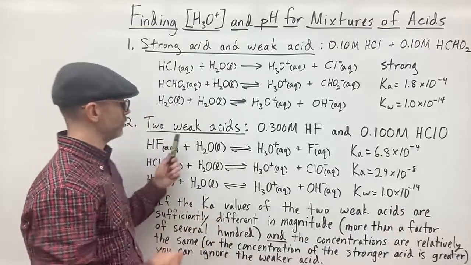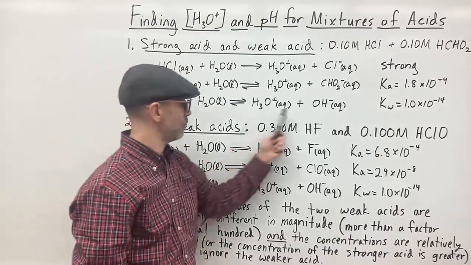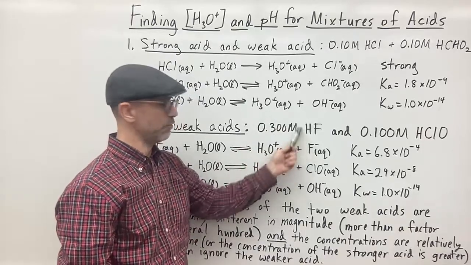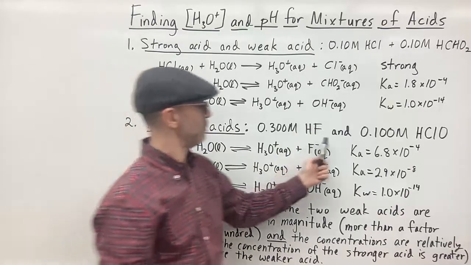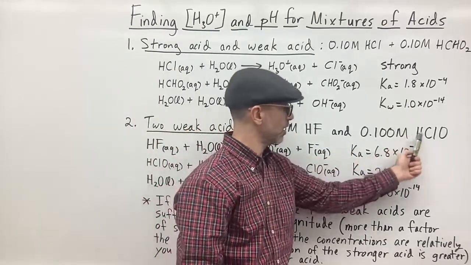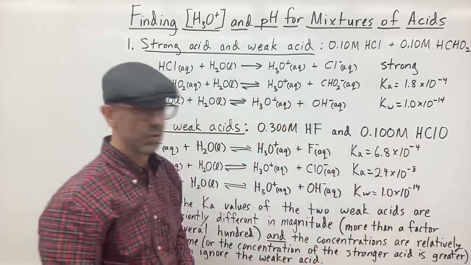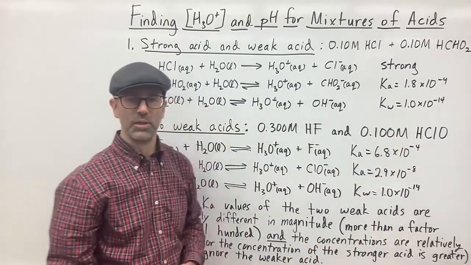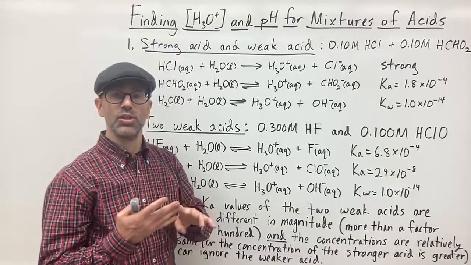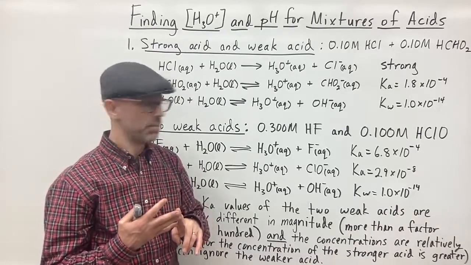So here's an example of two weak acids. Let's say we have a 0.300 molar HF, which is a weak acid, and we're going to mix in with that a 0.100 molar concentration of HClO, which is also a weak acid. And so once again, we have three sources of H plus that we need to worry about.